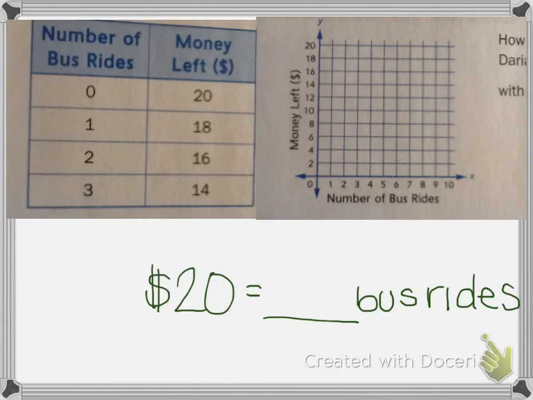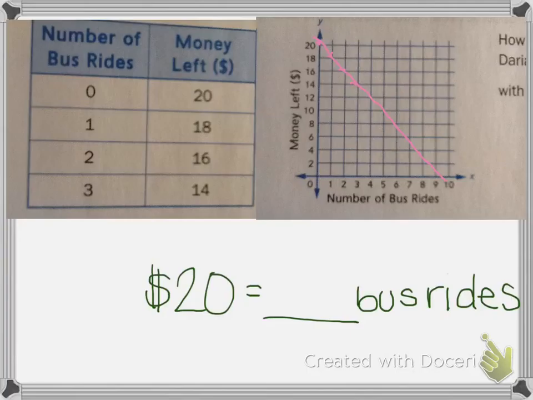And our last one says Darian has a $20 allowance to pay for his bus fare. He is keeping track of his spending on the table. Plot the data from the table on the grid and connect the points and answer the question. So 0 bus rides, he has $20. 1 bus ride, he has $18. 2 bus rides, he has $16. 3 bus rides, he has $14. So we know our line is going to go something like this.